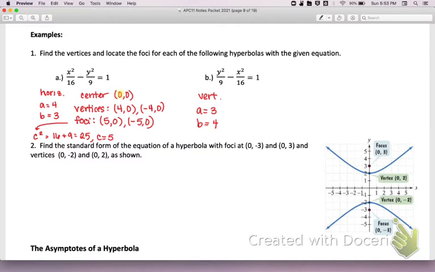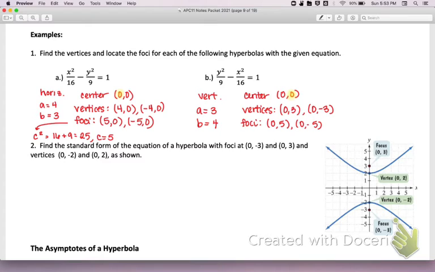So for B, it's going to be the same kind of rules, except this time because it's vertical, we're going to change the y coordinate of the center to get the vertices and the foci. So go ahead and pause the video and see if you can come up with those values. Here's what you should have. So again, we're leaving the x coordinate at 0. The y coordinate is where we're changing to locate the vertices and the foci.